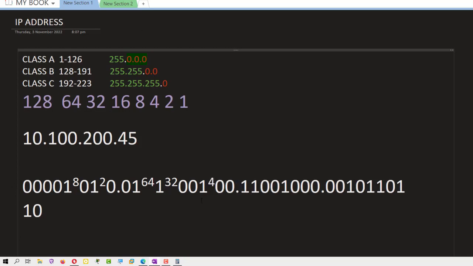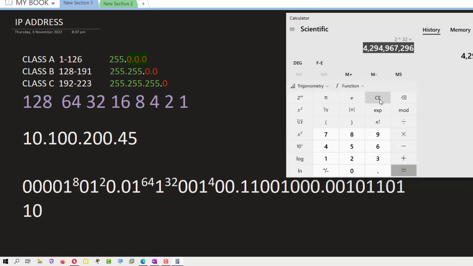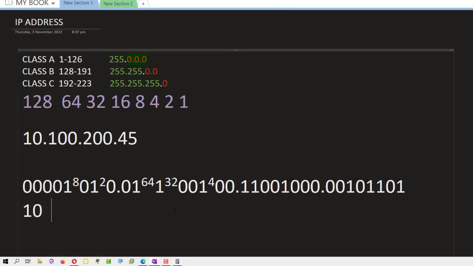So 4 is on. If I add this, it should give me 100, right? So let's look at that. 64 plus 32 plus 4. You see 100 exactly. So that tells me my calculation is right.